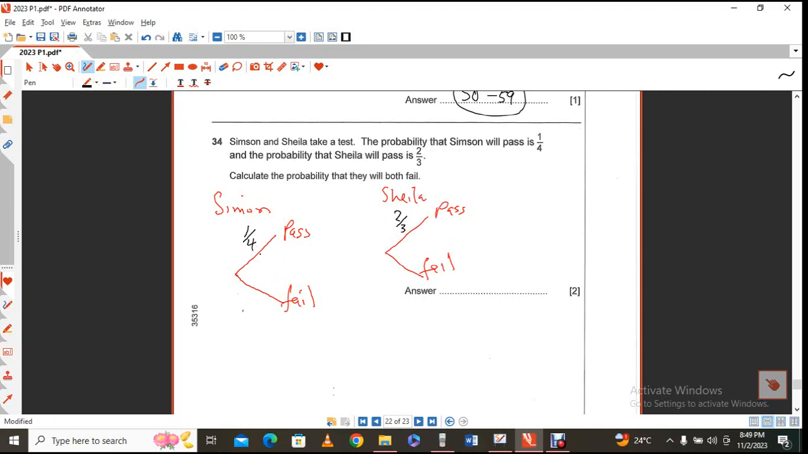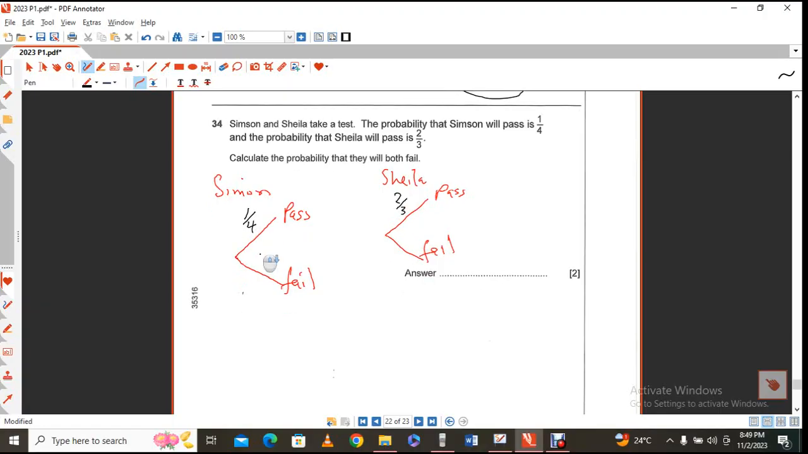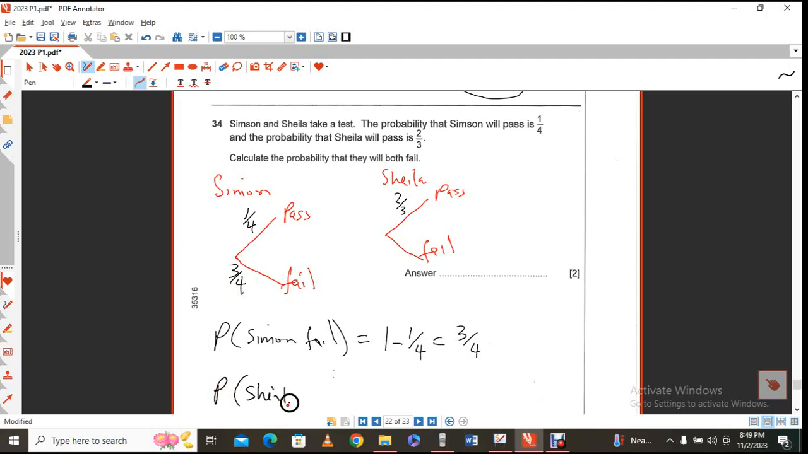So what is the probability that Simon will fail? You don't actually need to write it down. You know that this probability and this one should add up to 1, so it would be 1 minus 1/4, which makes it 3/4. The probability that Sheila will fail will be 1 minus the probability that she passes, and that is nothing but 1/3. So this one here is 1/3.